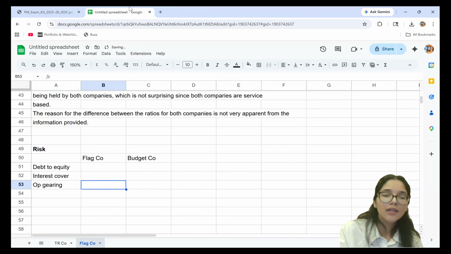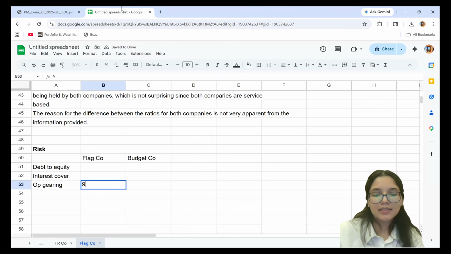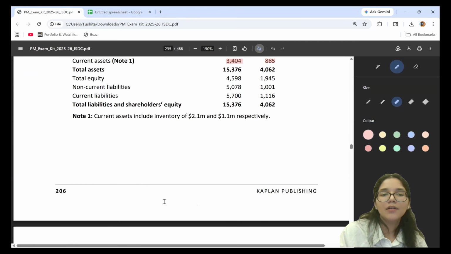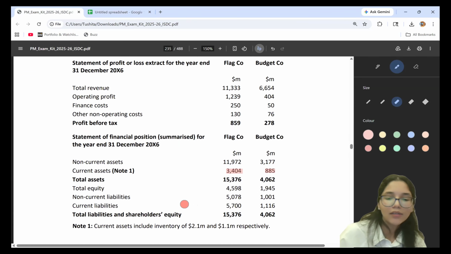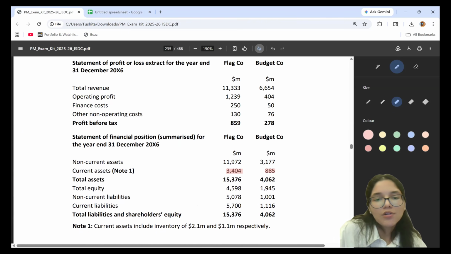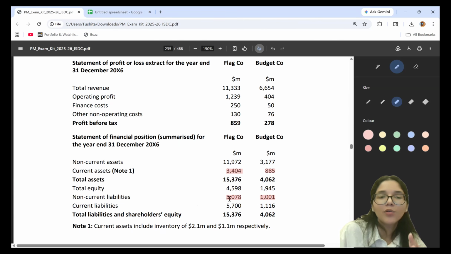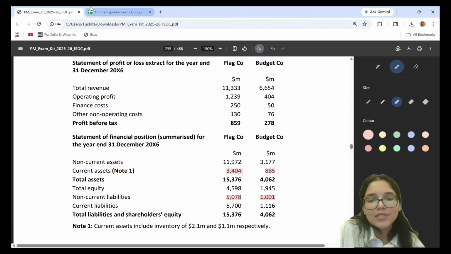Operating gearing for Flag company is 950%, and for Budget company it is 820%. In the same way, we will do our workings for the other two ratios that we are required to calculate. For my debt to equity ratio, I can see how much debt the company has. Debt is basically the non-current liabilities. This is the amount of debt which both companies have. And we divide it with what? You have both options: either you divide it only by equity, or you divide it by the total of debt and equity. I prefer to use the total formula, so I will use that.